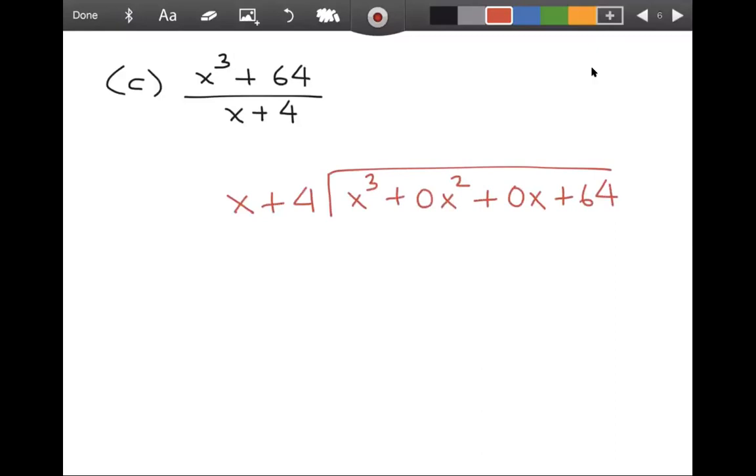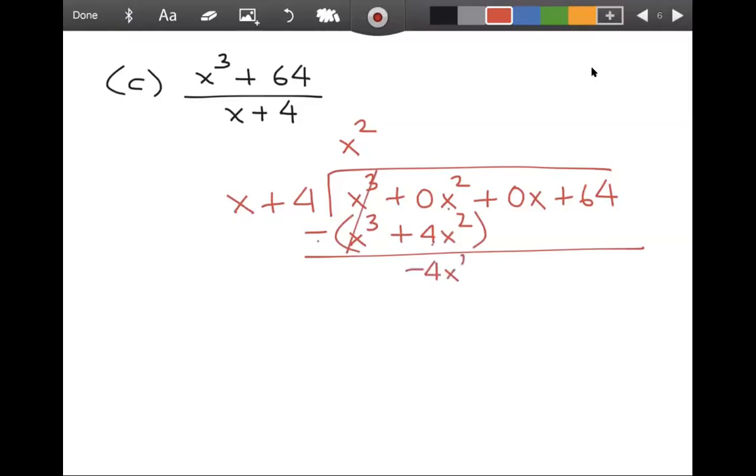All right, x cubed divided by x is x squared. x squared times x is x cubed. x squared times 4 is 4x squared. Notice that the columns underneath the division problem are always lined up by like terms. That's one of the reasons that we put placeholders there. Otherwise, that wouldn't happen. Subtract the whole thing. x cubed minus x cubed cancels. 0x squared minus 4x squared is minus 4x squared. Bring down the remaining terms.